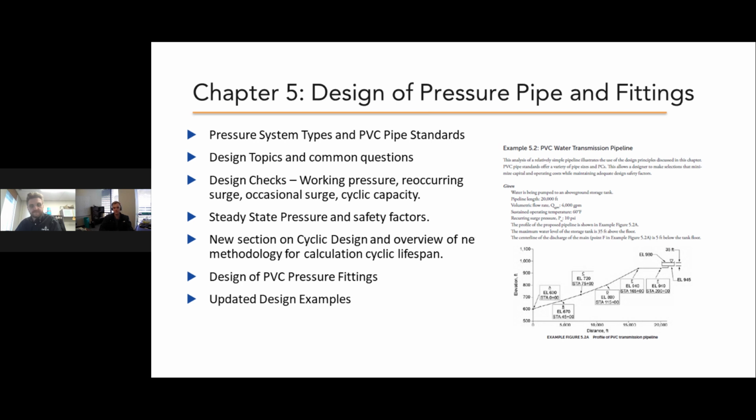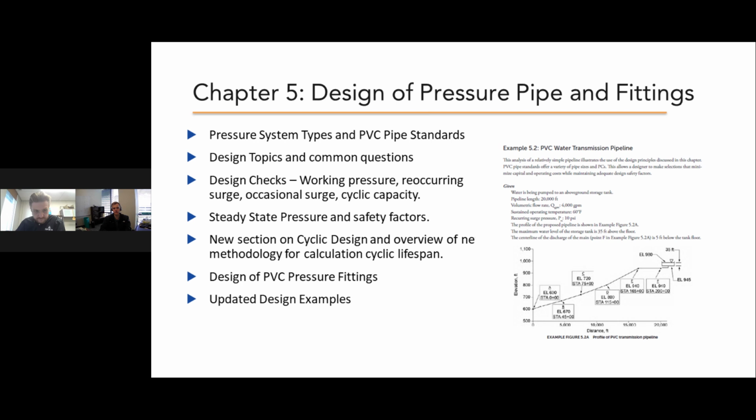Generally, it's not an issue. Most of the time, we see designs out there as conservative when it comes to cyclic design and force main design, especially with the thicker walls like DR14 and DR18. But it is something that's worth checking if you're designing a force main in an area that has a high level of cycles and a lot of cyclic pressures and surge pressures and stuff like that.